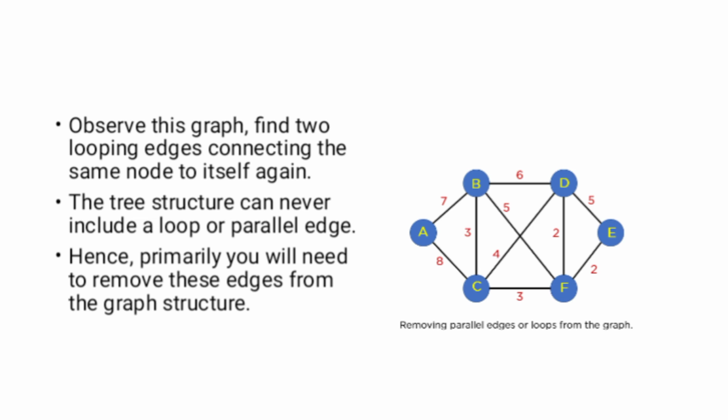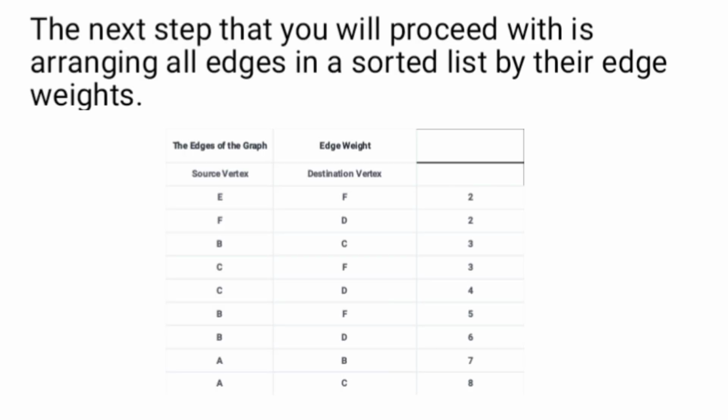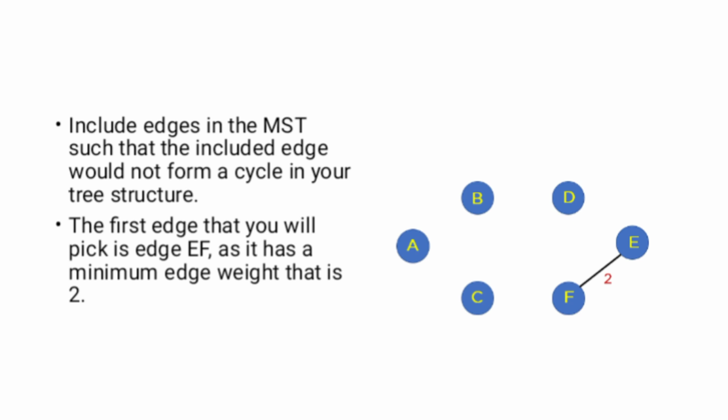The next step is arranging all edges in a sorted list by their edge weights that is shown in this table. After this step, you will include edges in the MS tree such that the included edge would not form a cycle in tree structure. The first edge that you will pick is edge EF as it has a minimum edge weight that is 2.